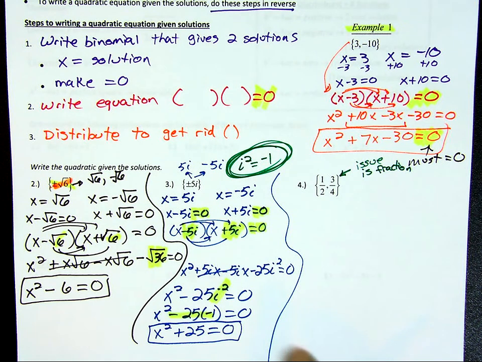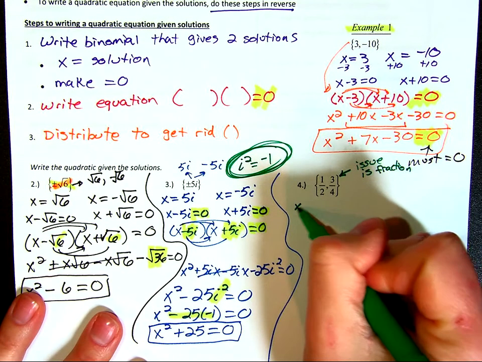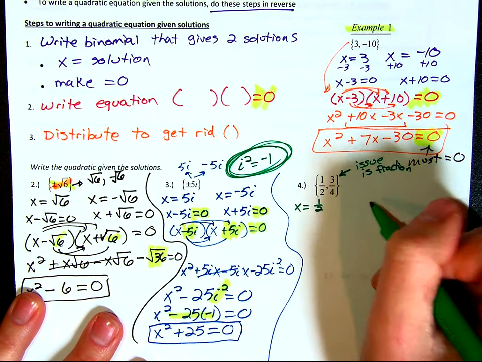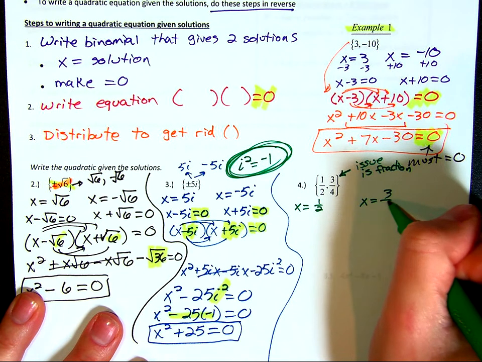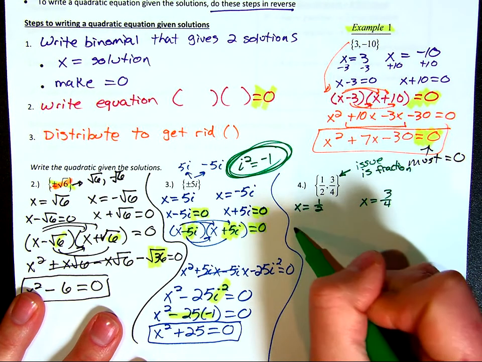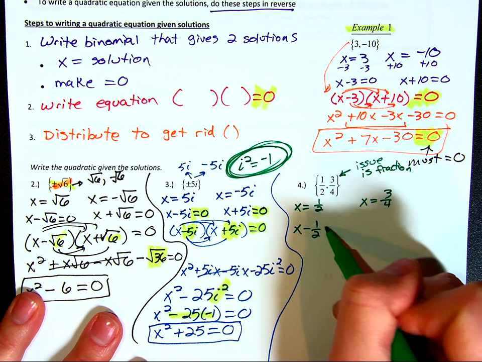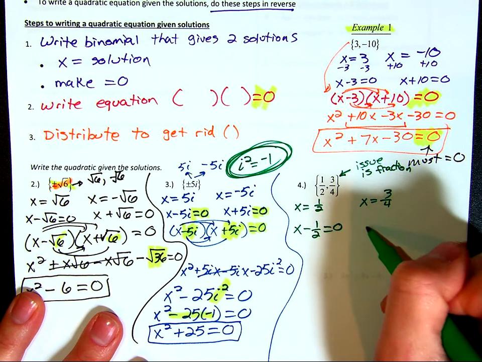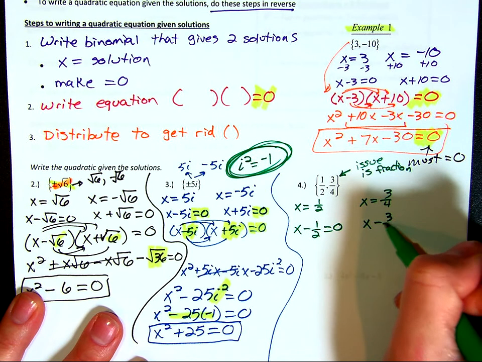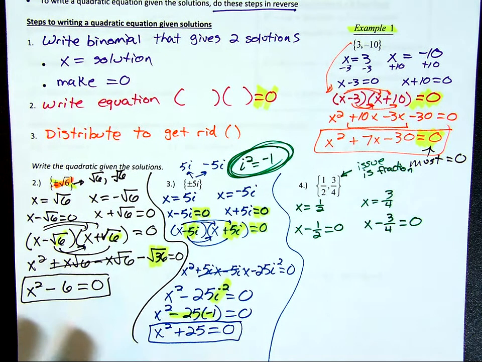So what I would tell you is this. Start out by setting it up the normal way. So we would know x has to equal 1/2. We would know x has to equal 3/4. Then we would move it over to say x minus 1/2 equals 0, and to move this over, we'd subtract, so x minus 3/4 equals 0. Okay?